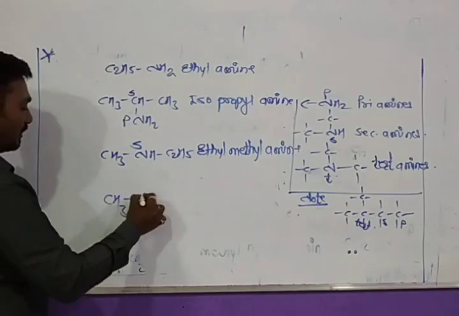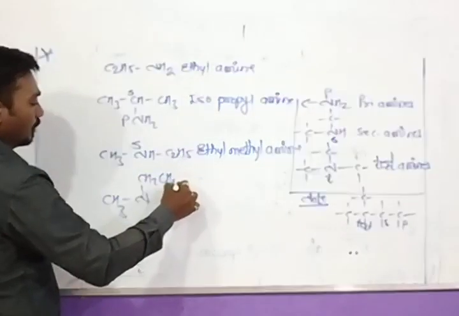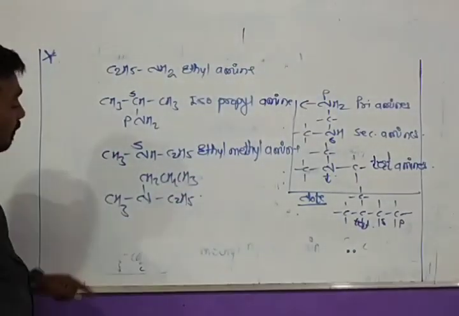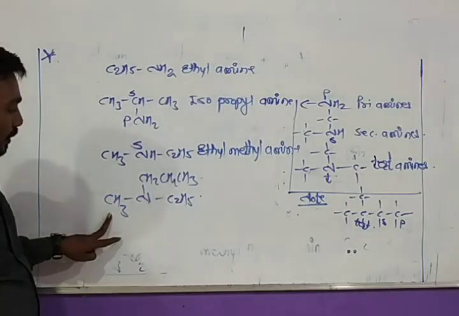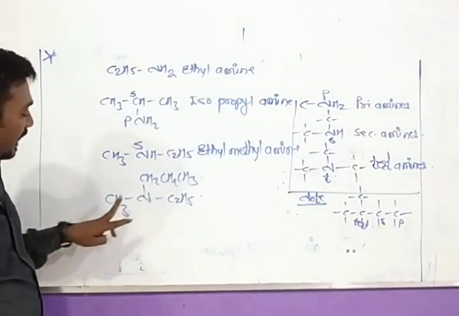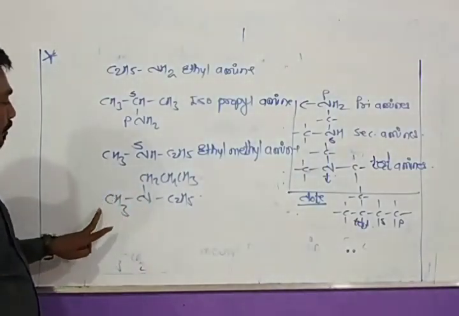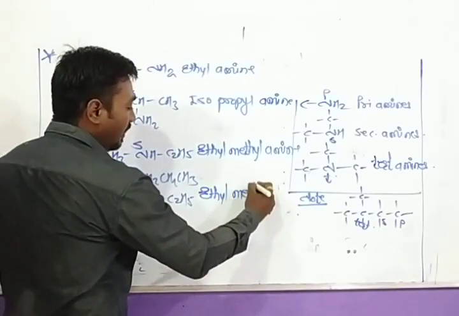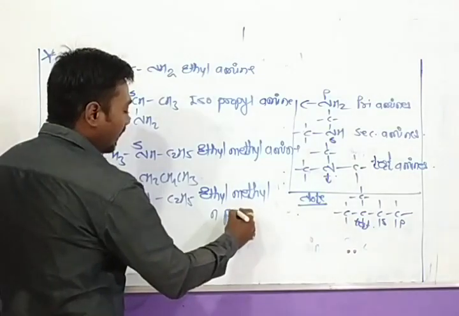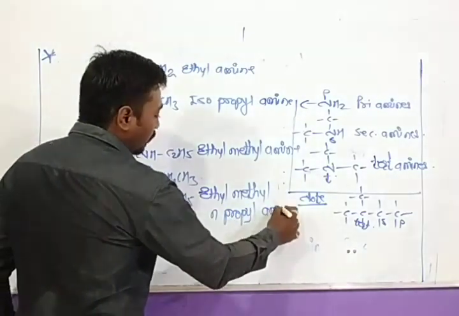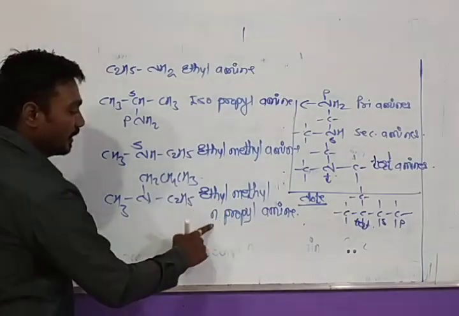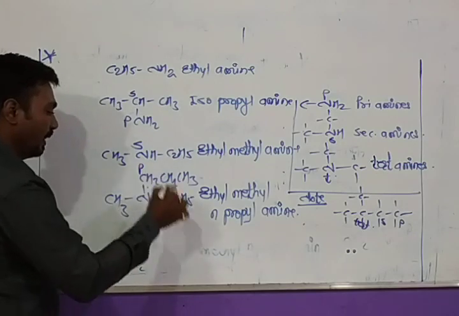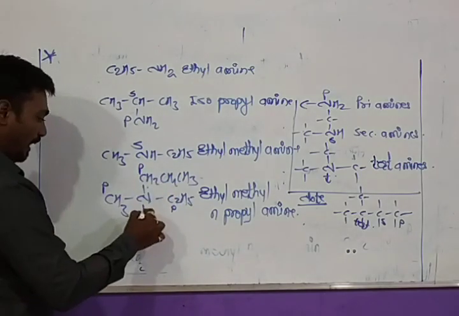Now look at this example. How will it be named? Yes, it will be named from the names of the alkyl groups. Alphabetically, E comes first, then M, then P. Ethyl, methyl, N-propyl, and finally it will be followed by amine. So the name of the compound is ethyl methyl N-propyl amine. All these alkyl groups are primary. The N-propyl group is also primary. But the amine is tertiary.